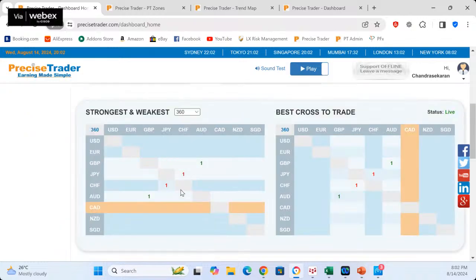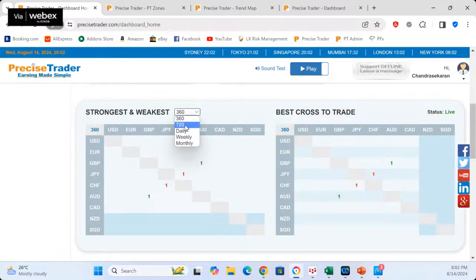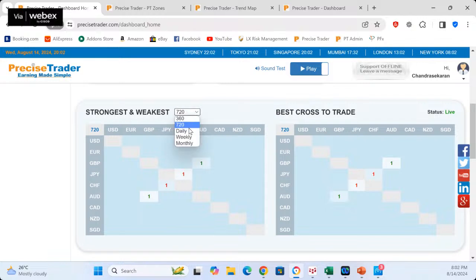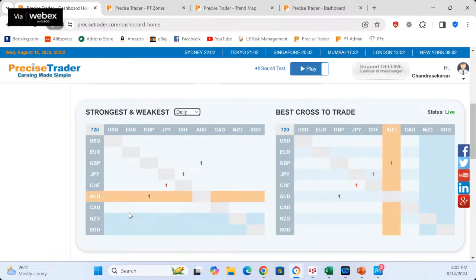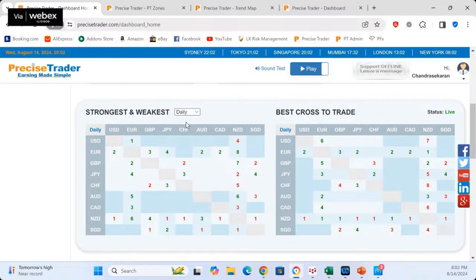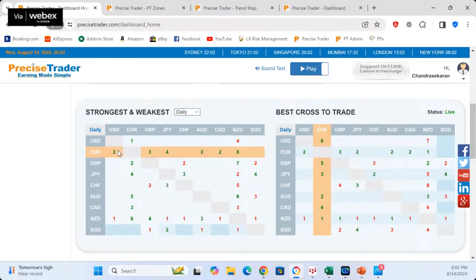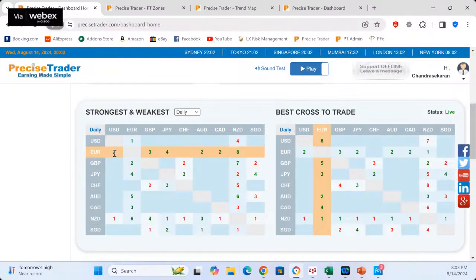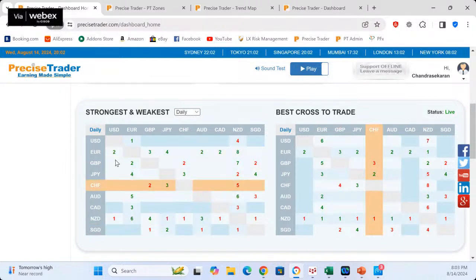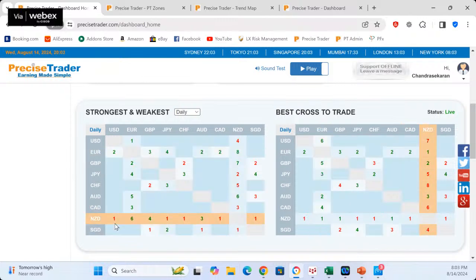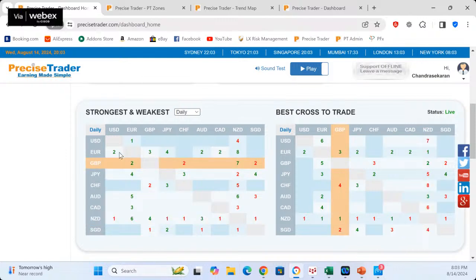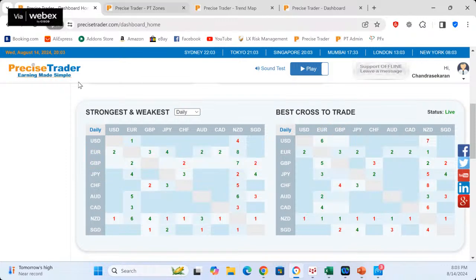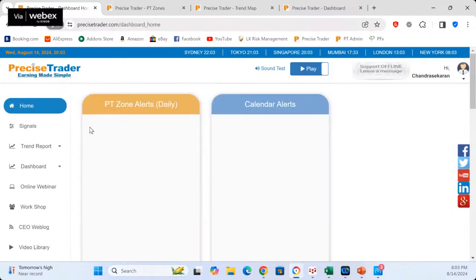Okay, now we look at the strongest and weakest. No signals yet. Let me see whether we can get any signals on the daily. Okay, no signals yet. Okay, yeah, on the daily, I think we are getting some signals. In fact, New Zealand is the weakest. We should be selling this. Euro is the strongest. We should be buying this. So the word 1 and 2 and the color denote how we can trade this, right? That means we should be selling New Zealand dollar and we should be buying euro dollar, right? So this is the clue we are getting.